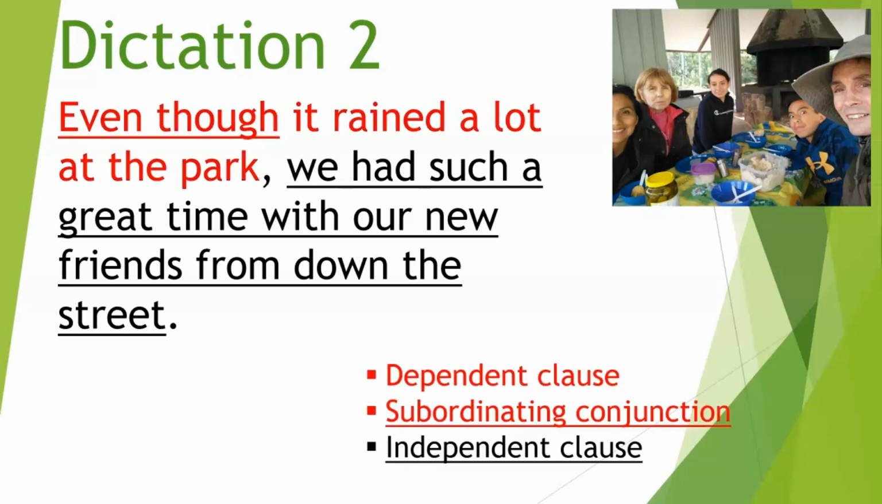Okay, now let's take a look. So the dependent clause is, "Even though it rained a lot at the park," comma. The subordinate conjunction is "even though," and the independent clause is, "We had such a great time with our new friends from down the street." Remember, everyone, that whenever we begin with the dependent clause, we're going to have a comma after the dependent clause is over.